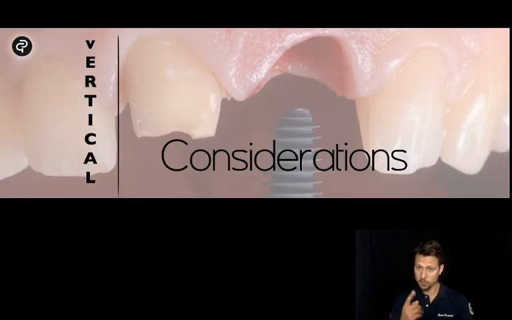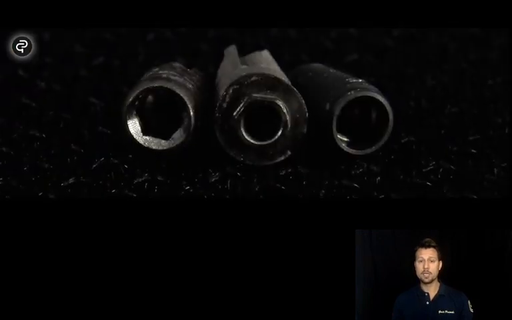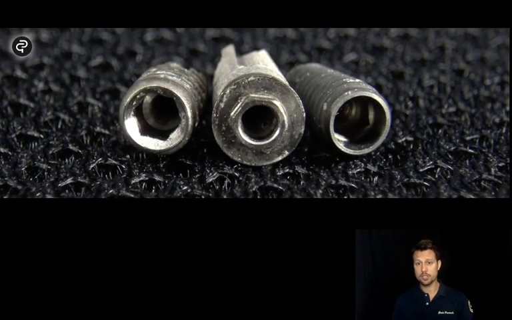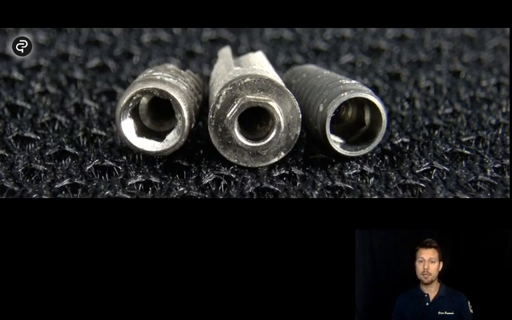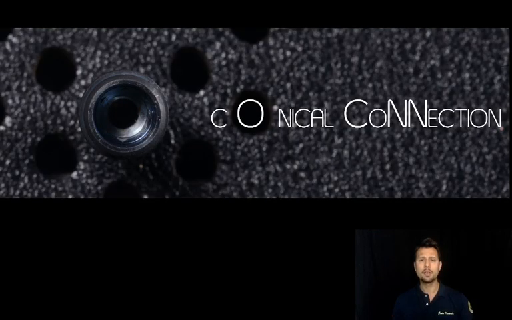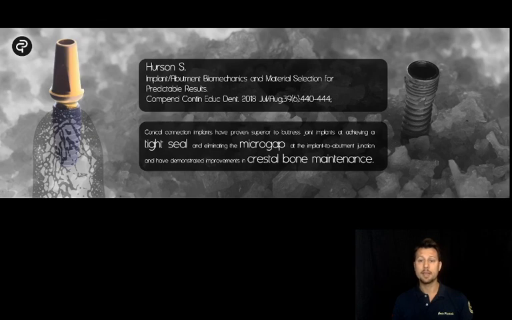The other considerations that we make are vertical. What does it mean? We have to deal with different kinds of connection when we talk about implants. That can be external hexagon, internal hexagon, or conical connection. A conical connection, like Neoss, has a friction that makes a tight seal that is proven, again, by literature, to be the best in terms of bone maintenance.